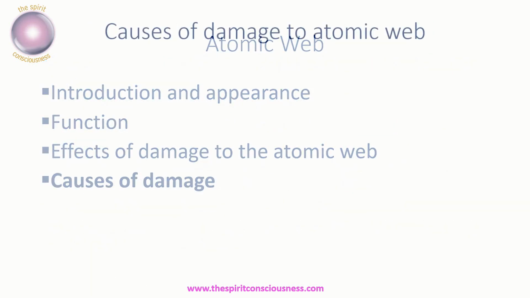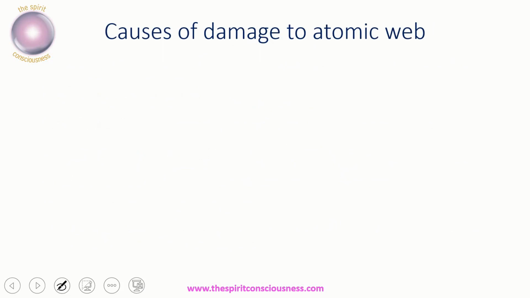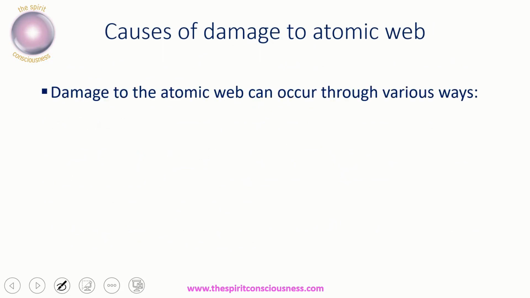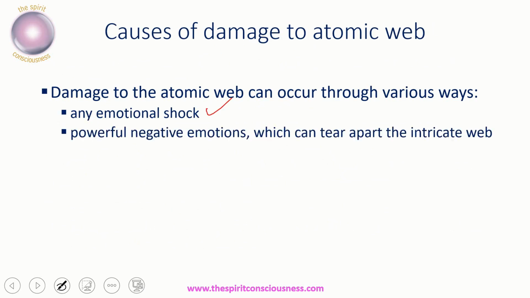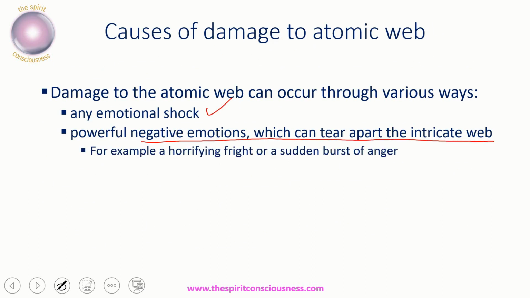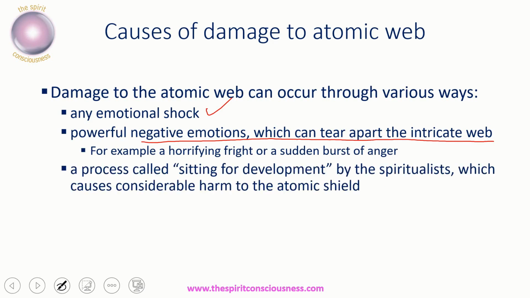The causes of damage. The damage to the atomic web can occur in various ways. Any emotional shock, powerful negative emotions can tear apart the intricate web, for example, a horrifying fright or a sudden burst of anger. A process called setting for development by the spiritualists can also cause considerable harm to the atomic shield.